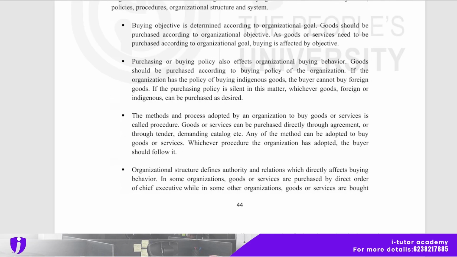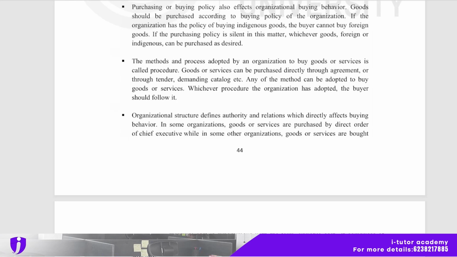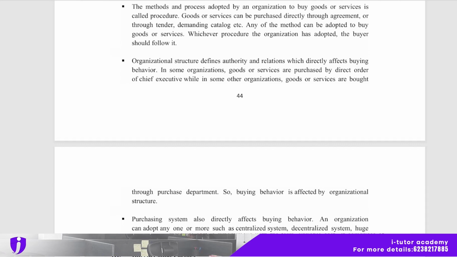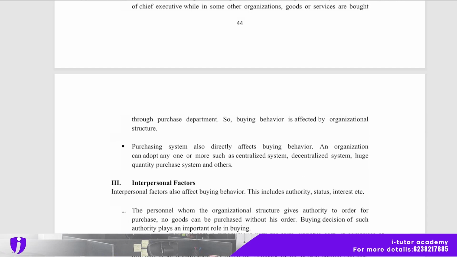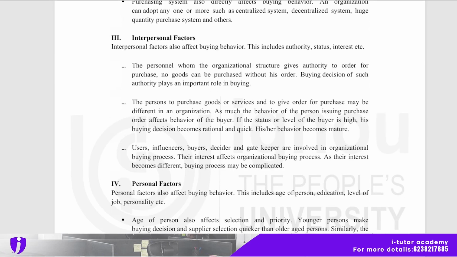Buying objective is determined according to organizational goals. Purchasing or buying policy also affects organizational buying behavior. The method and process adopted by the organization to buy goods or services is called procedure. Organizational structure defines authority and relations, which directly affect buying behavior. And the interpersonal factor also affects buying behavior. This includes authority, status, interest, etc.